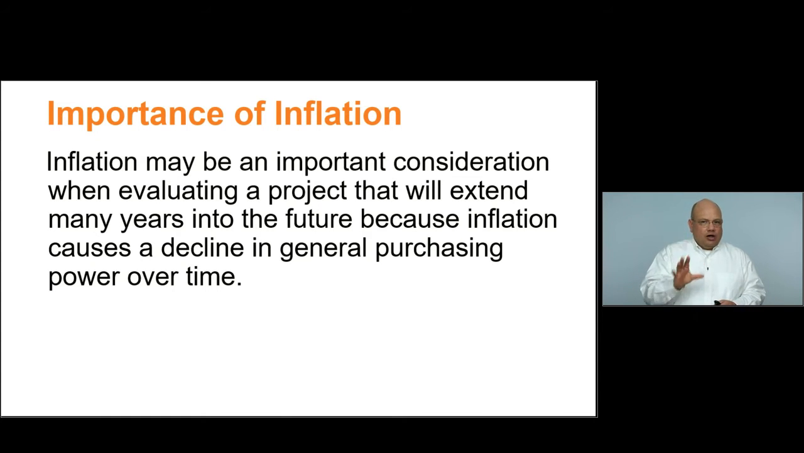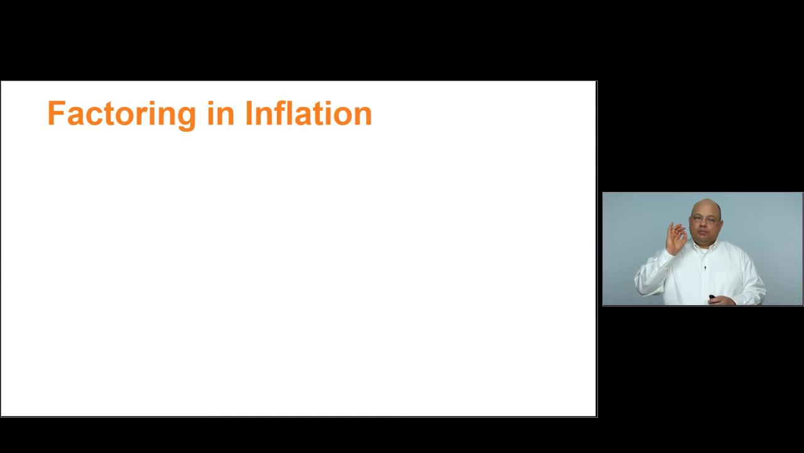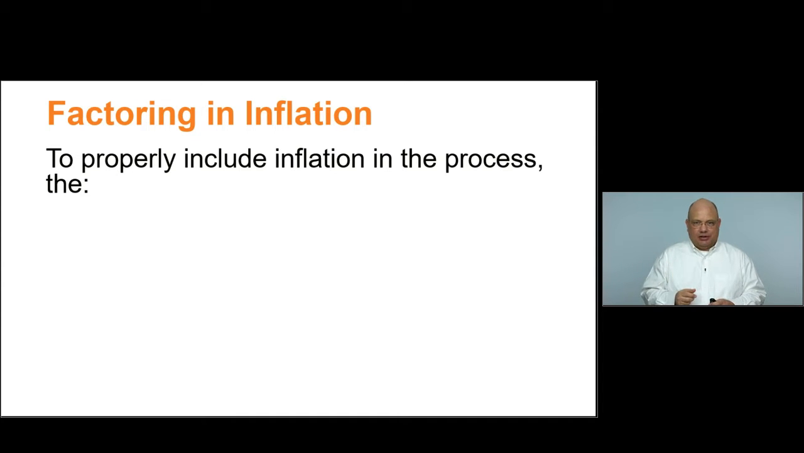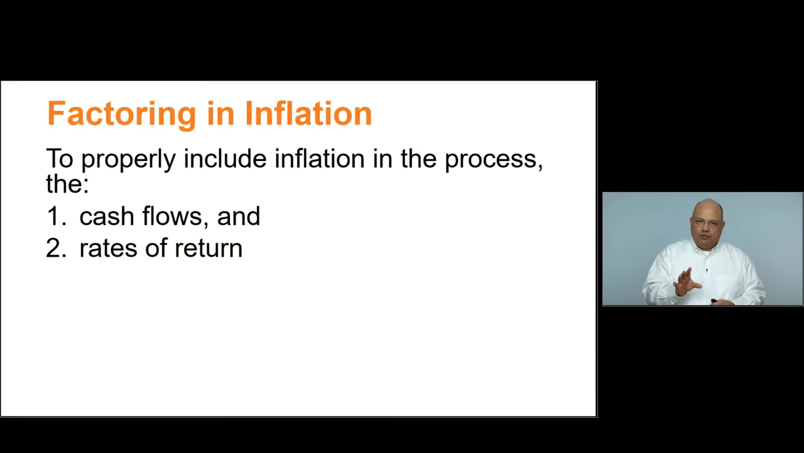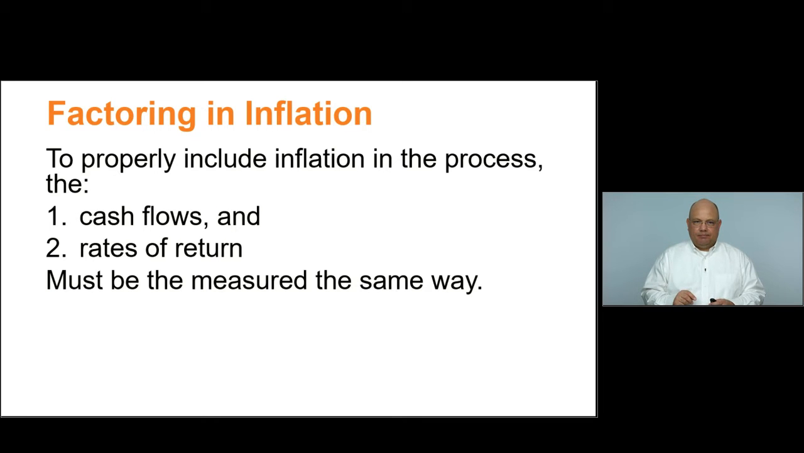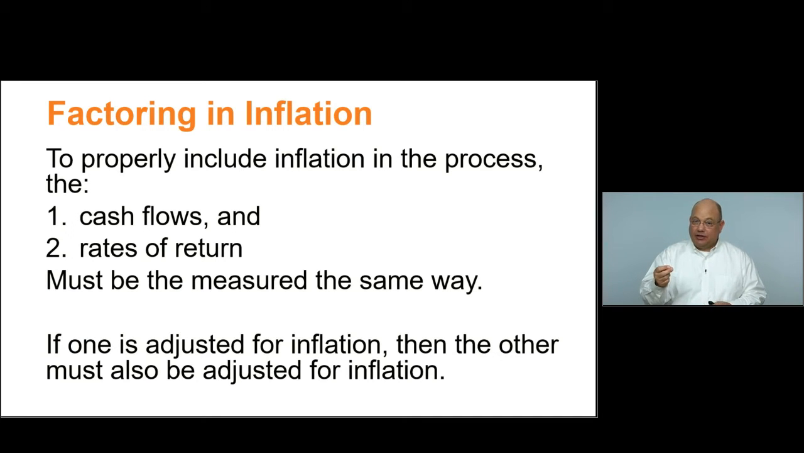Okay. So when we're talking about inflation with capital budgeting, this is really the main thing that we need to remember. To properly include inflation into the process for capital budgeting, both our cash flows and our rates of return need to be measured in the same way. In other words, if we adjust our cash flows for inflation, then the rate of return also needs to be adjusted for inflation. If we don't adjust the cash flows for inflation, then we can't adjust the rate of return for inflation. And so the two categories of terms we need to be familiar with are nominal and real: the nominal cash flow, the nominal rate of return, and the real cash flows and the real rate of return. And then you also need to be able to do the math to go back and forth, to convert a nominal to a real or a real to a nominal.